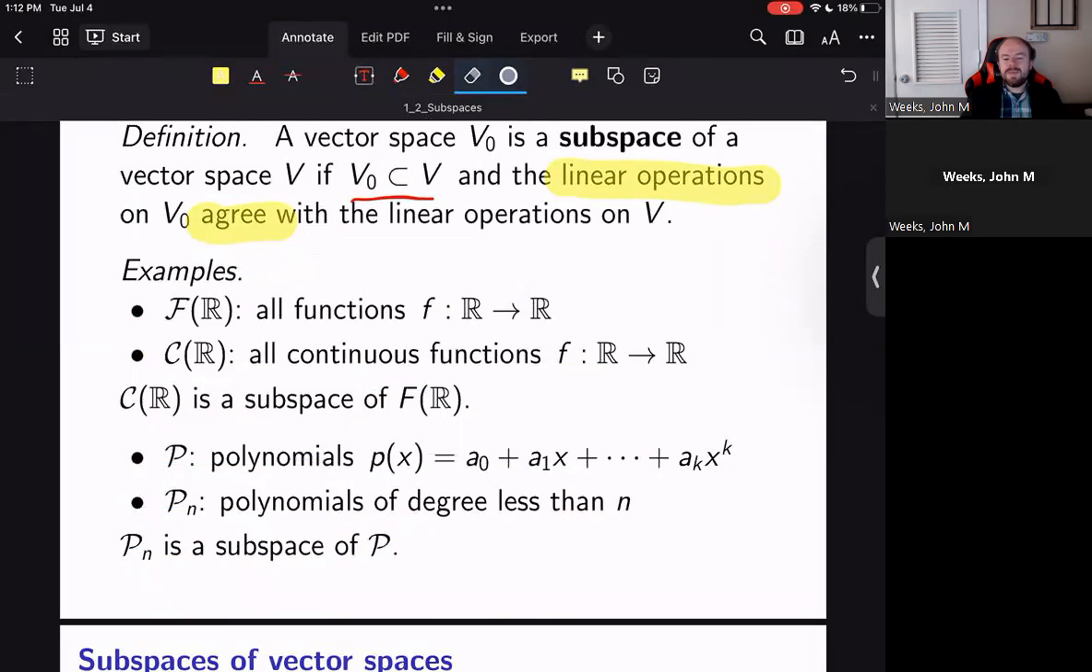So the polynomials of degree less than n, we talked about at the very end, that was a vector space with respect to function addition and scalar multiplication. And so are the polynomials. So we'd say that P_n is a subspace of P.